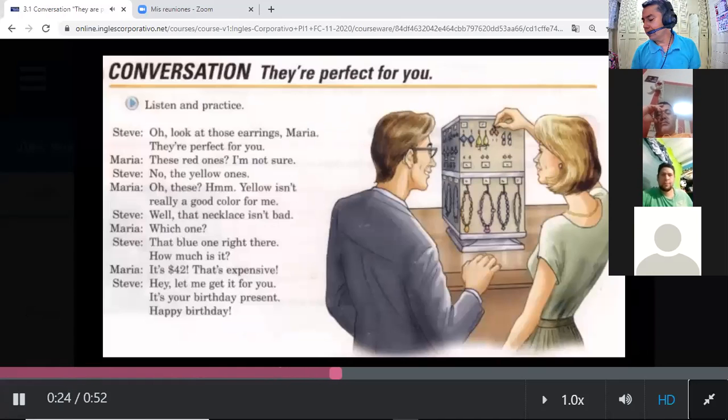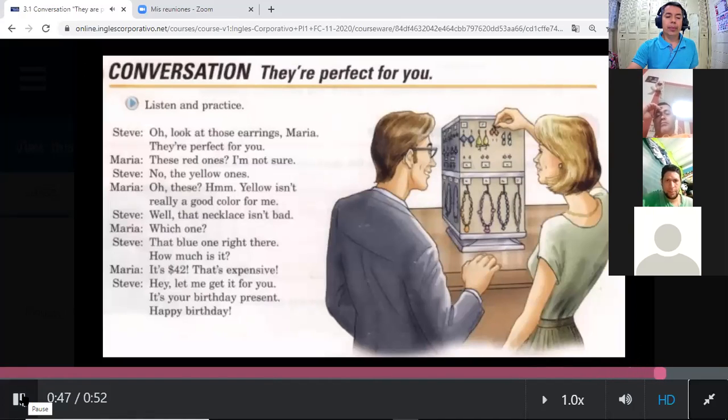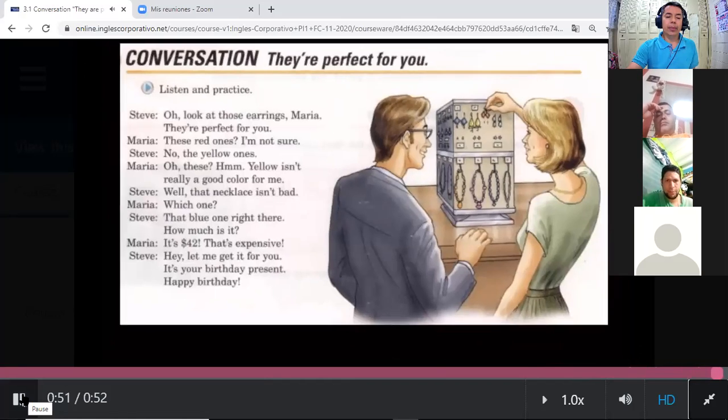Ooh, look at those earrings, Maria. They're perfect for you. These red ones? I'm not sure. No, the yellow ones. Oh, these? Yellow isn't really a good color for me. Well, that necklace isn't bad. Which one? That blue one right there. How much is it? It's $42. That's expensive. Hey, let me get it for you. It's your birthday present. Happy birthday.